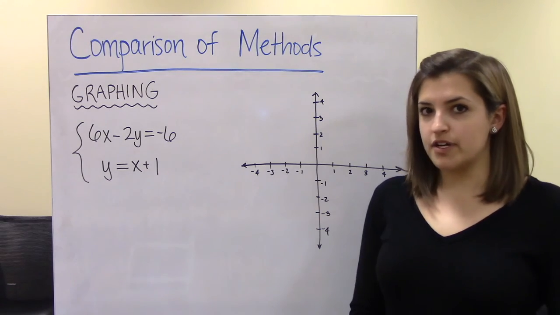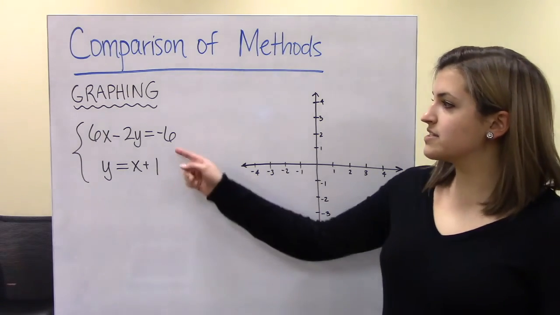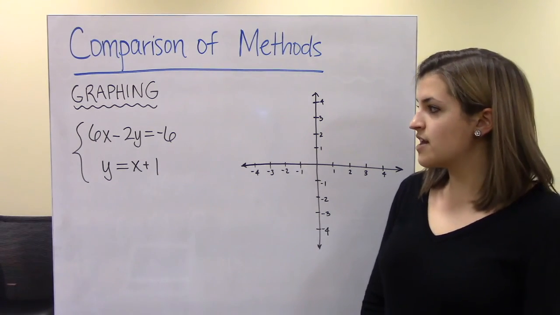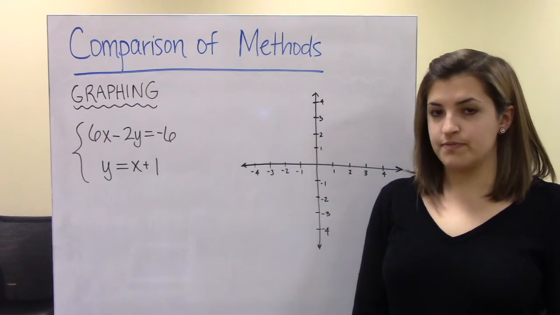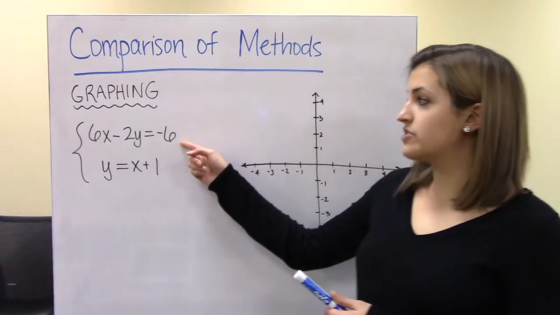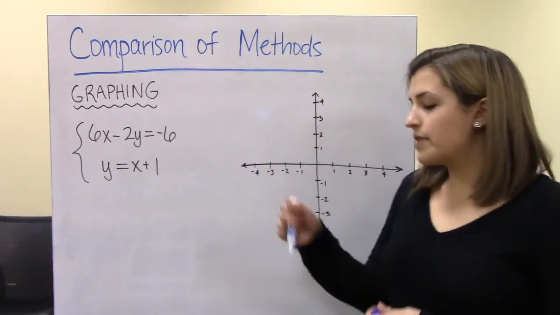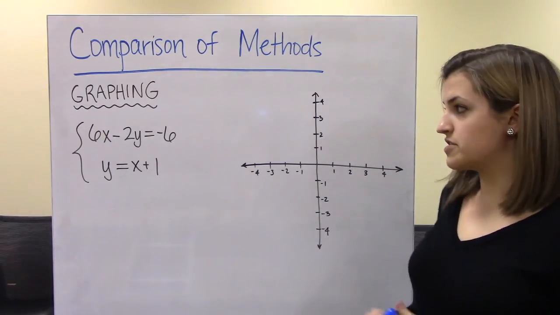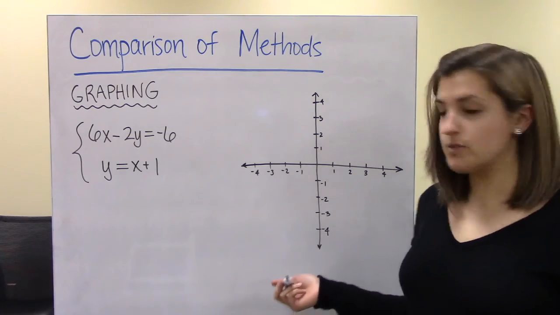So we'll start with graphing, and our system is 6x minus 2y equals negative 6, and y equals x plus 1. So if we're going to graph, we have a few options here. We can either find the x and y intercepts of this first one, or we can convert to slope-intercept form. I'm going to try to convert to slope-intercept form.